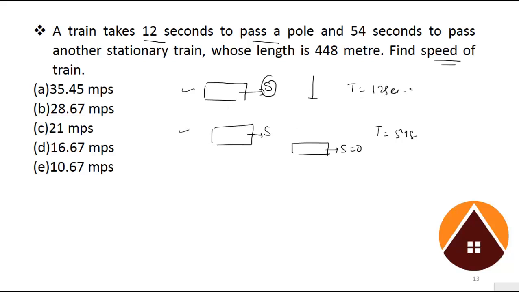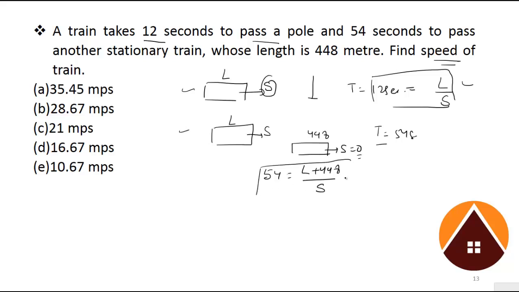So I can write 12 is equal to distance, which is nothing but the length of the train, divided by its own speed. So I get one equation, 12 = L/S. I can also write this time 54 is equal to distance, its length is L and the length of the stationary train is given as 448. So I can write (L + 448)/S because this is a stationary train, right? They are asking me the value of S. So from here L is 12S. So I'll put this value over here. So I get 54 = (12S + 448)/S.